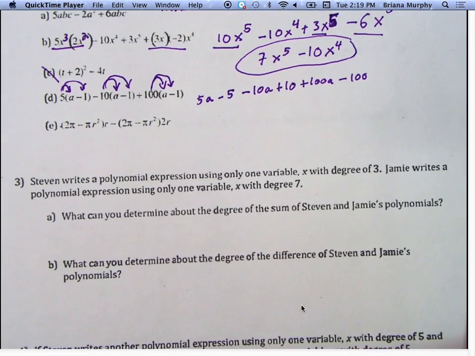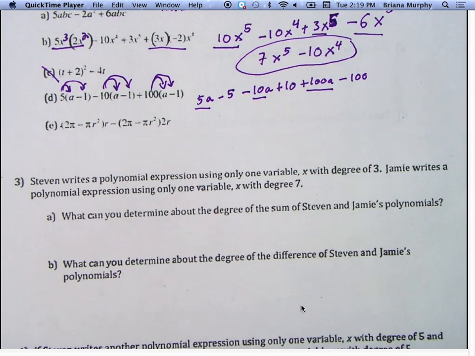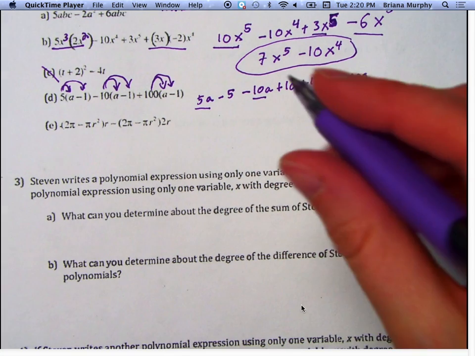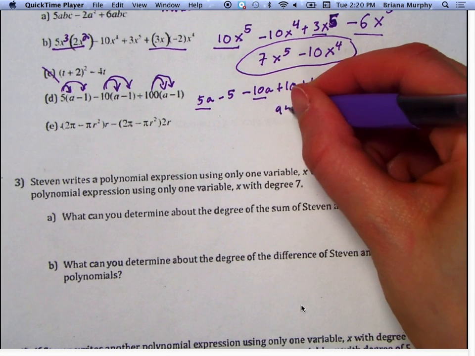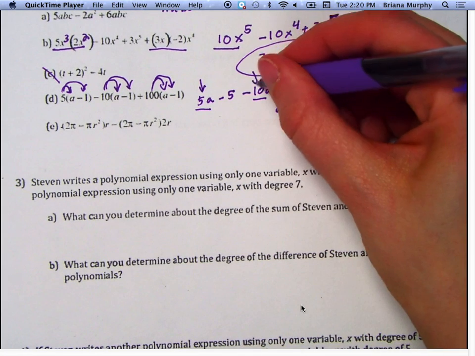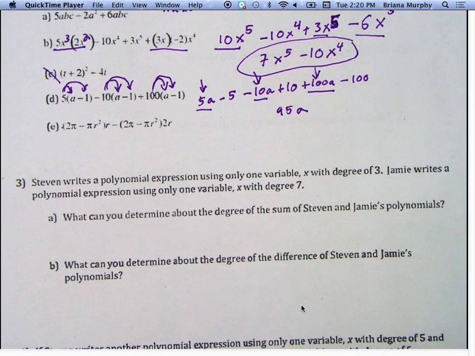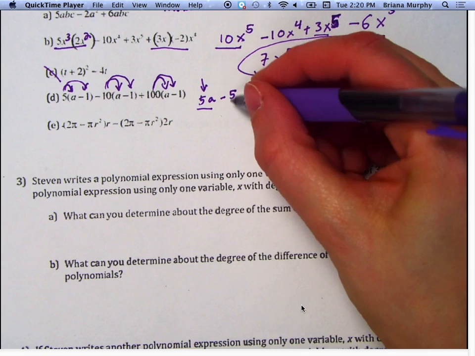All right, I'm going to combine all of my a's. So 5a minus 10a is negative 5a, right? Negative 5a plus 100a is 95a. Yep. Okay, now these ones.